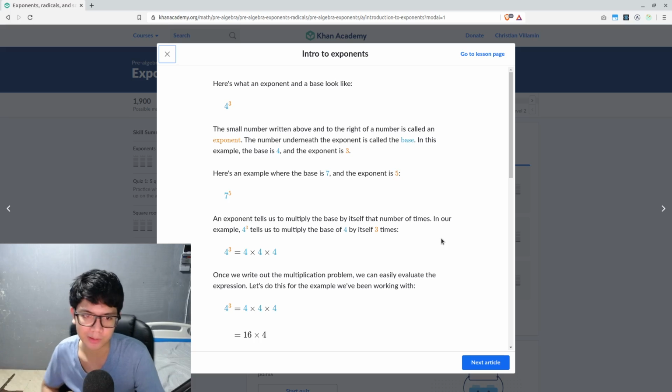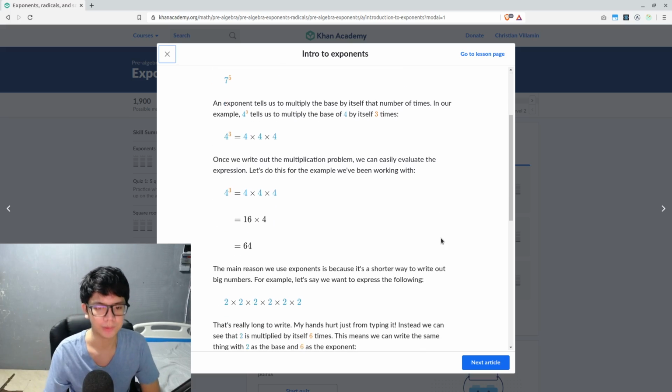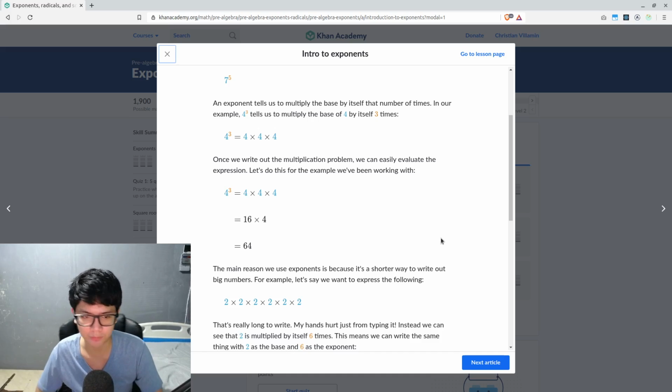An exponent expression has a base and a small number called the exponent. In this example, the base is 7 and the exponent is 5. The exponent tells us to multiply the base by itself that number of times. In our example 4 to the 3rd, it multiplies 4 by itself 3 times. Once we write out the multiplication problem, we can easily evaluate the expression. Let's do this for the example we've been working on.